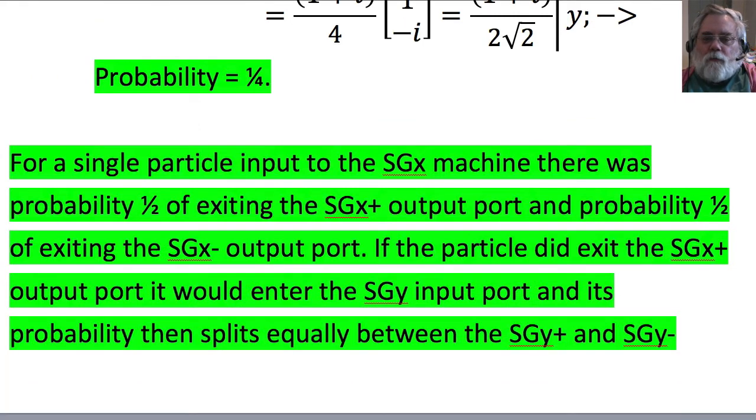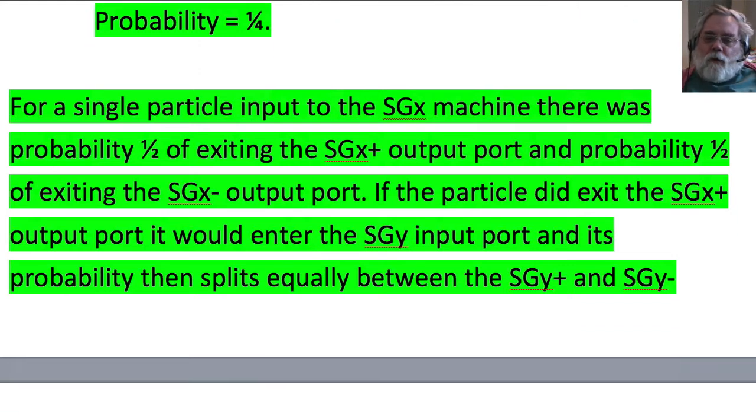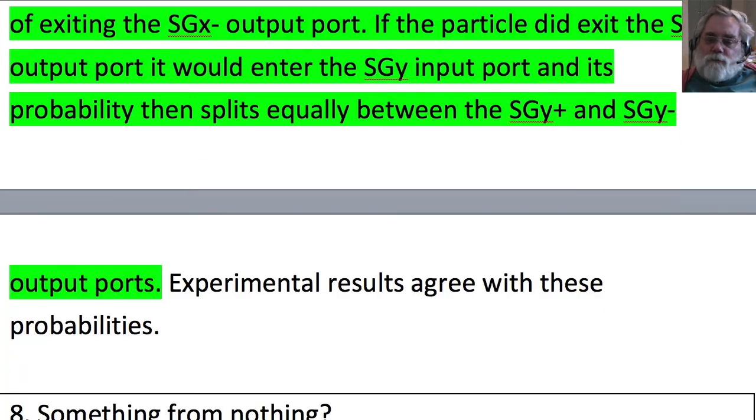So for a single particle input to the SGX machine, there was a probability of 1/2 of exiting the SGX plus output port. Probability of 1/2 of exiting the SGX minus output port. If the particle did exit the SGX plus output port, it would enter the SGY input port, and its probability then splits equally between SGY plus and SGY minus output ports. And that's what experimental results would give.